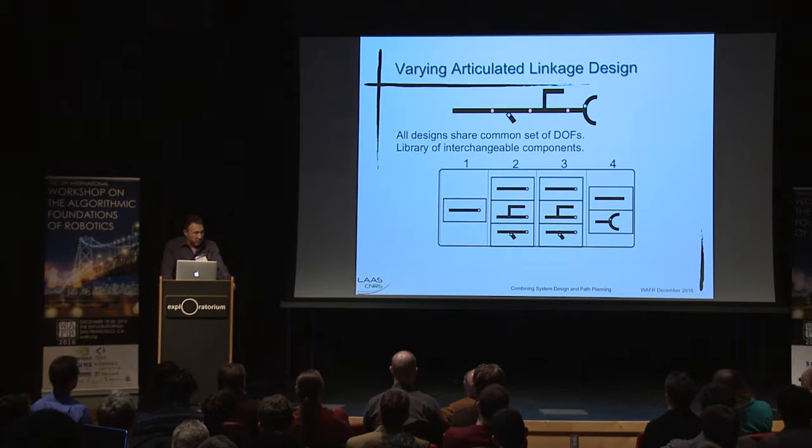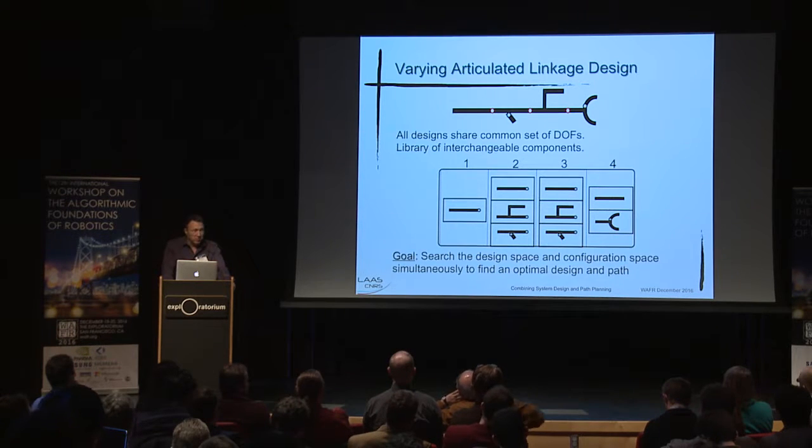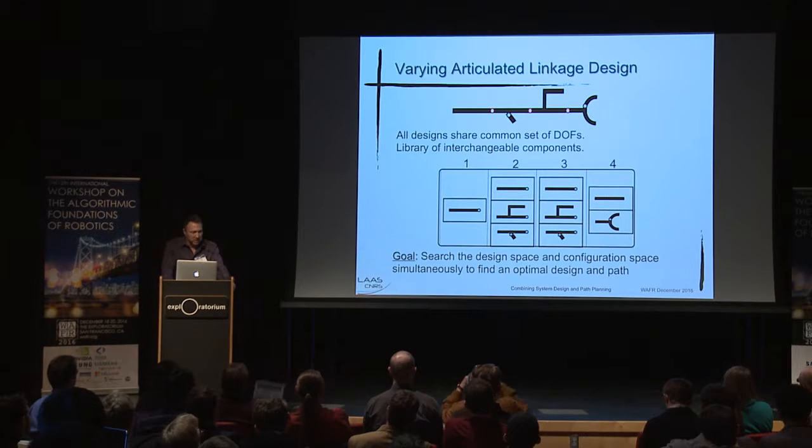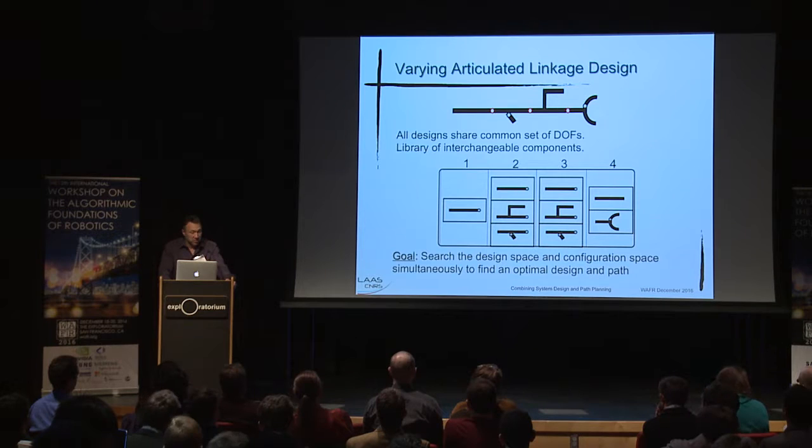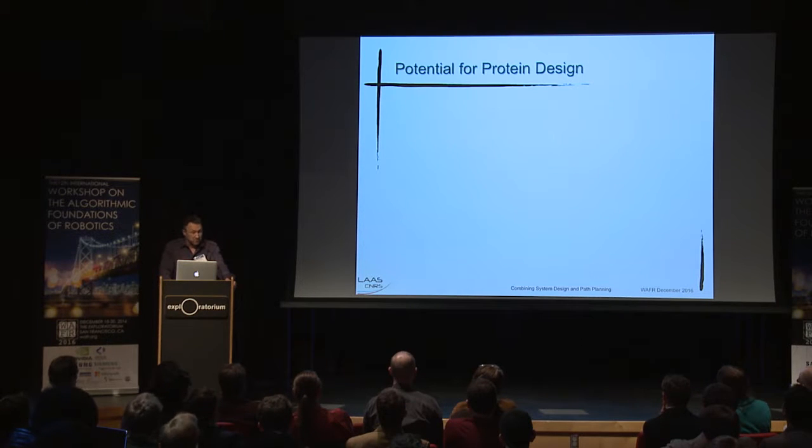Now, in addition to the common degrees of freedom, each of these components have additional degrees of freedom as well. So now let me introduce a new goal, which is to search both the design space and the configuration space simultaneously to find an optimal design with respect to the cost of the path. Now, this has applications in robotics, but it also has applications in another area that interests me, which is protein design.